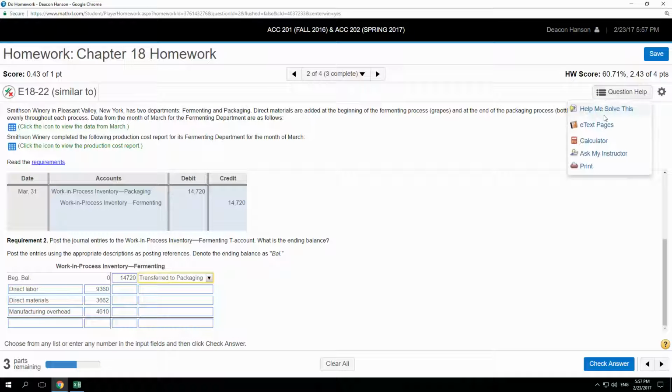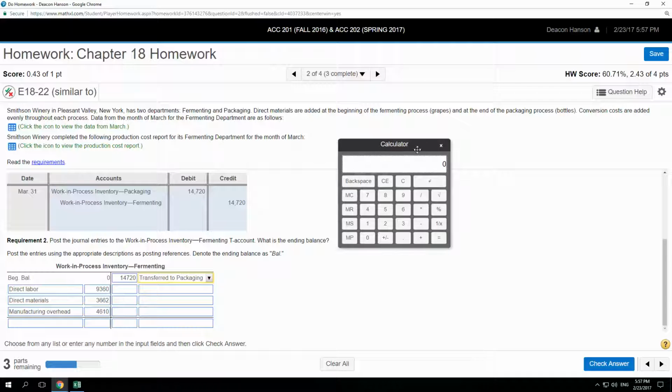Then we can do the math. So I'll add up my debits. And I'm going to subtract the amount that was transferred out, which is 14,720. And I'm left with 2,912 as the ending balance.